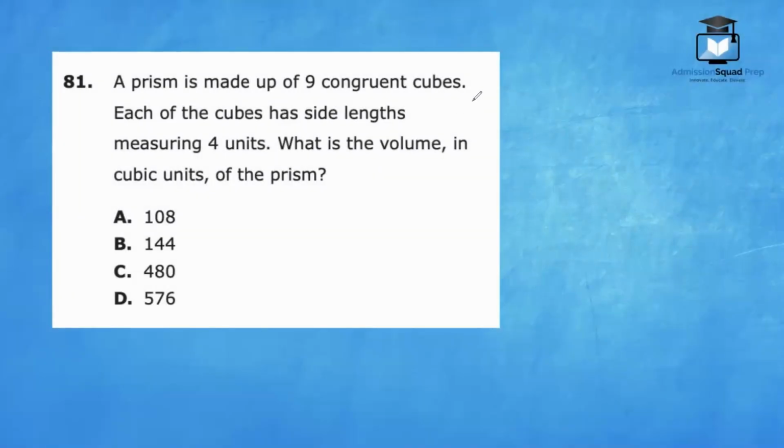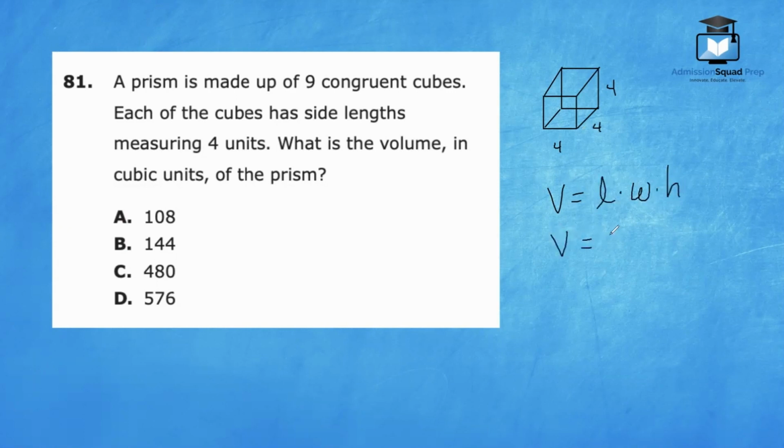Number 81. Each prism is made up of 9 congruent cubes. Each of the cubes has side lengths measuring 4 units. What is the volume in cubic units of the prism? Let's draw our cube. A cube is a 3D shape where all of the sides are equivalent. And the problem states that each of the cubes has a side length measuring 4 units. So the volume of one of these cubes is going to be length times width times height. But since all of the sides are equal, I actually prefer to use the formula volume equals side cubed. So we have 4 to the 3rd power, which is equivalent to 64 units cubed.